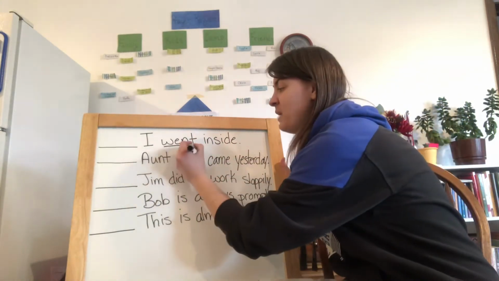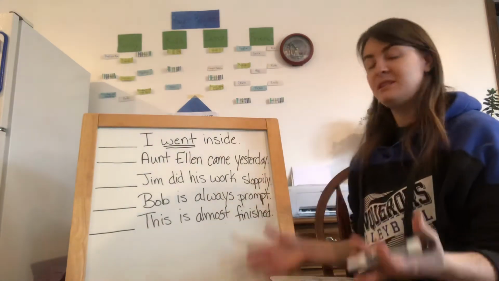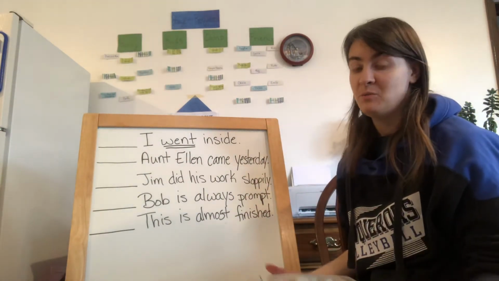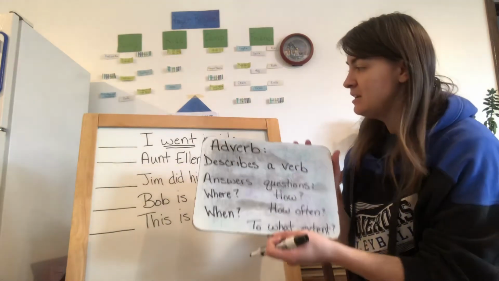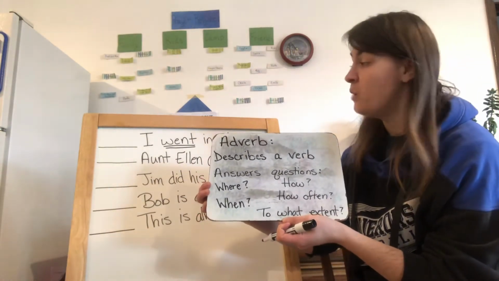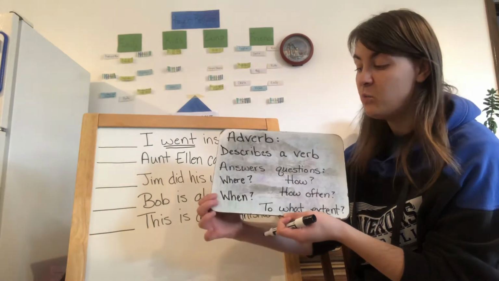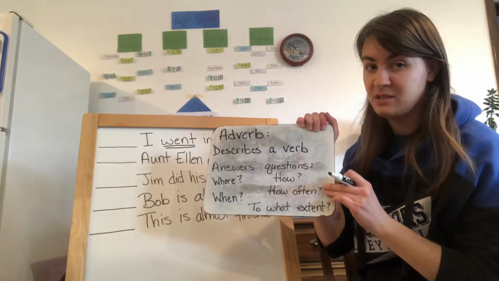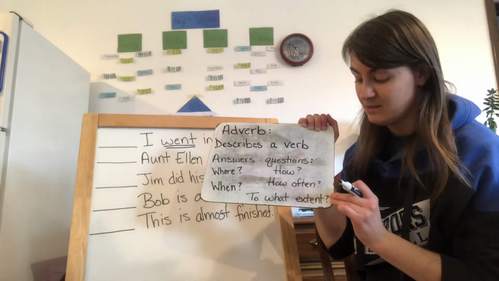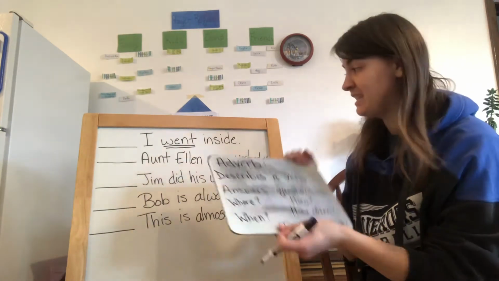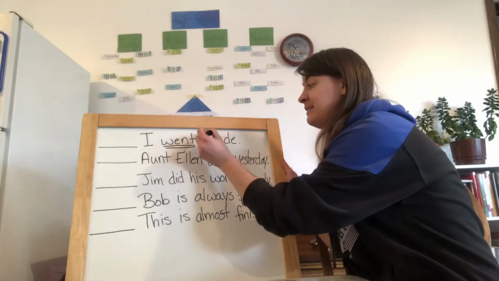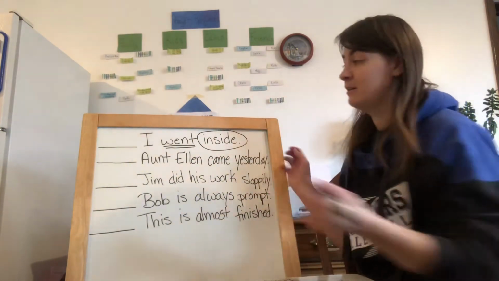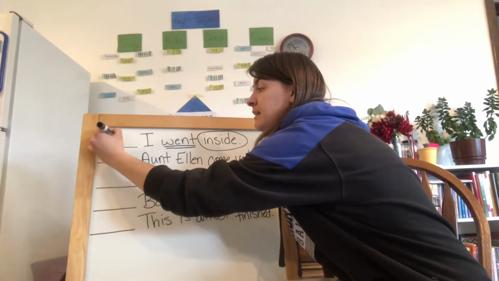We're going to underline went twice. Now we need to figure out what word in this sentence is the adverb describing went. So we can think through our questions. Is there a word that says where I went, when I went, how I went, how often I went, or to what extent I went? In this sentence, the word inside is answering the question about went with where. It's saying where I went.